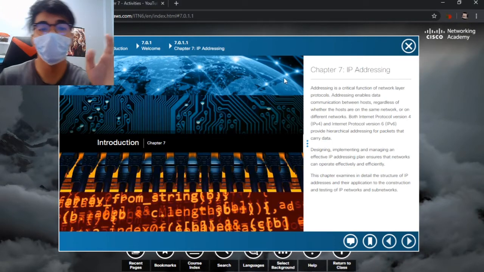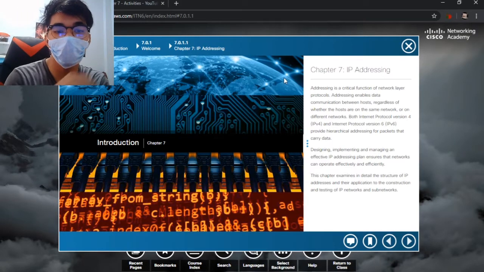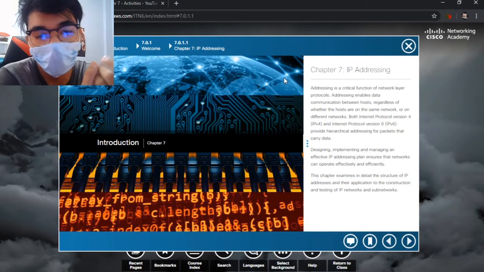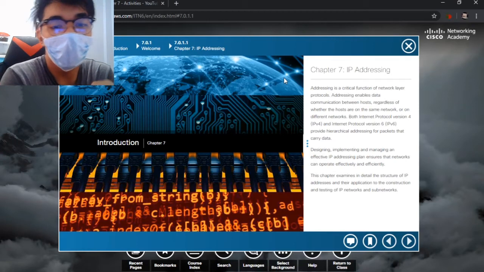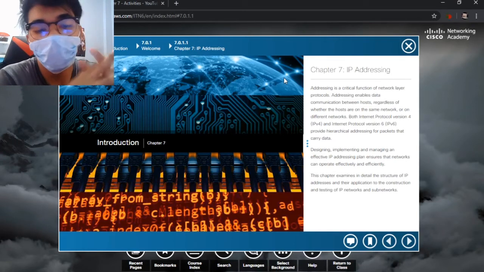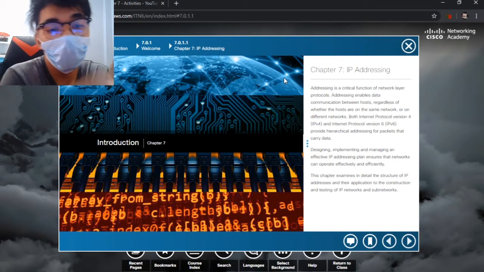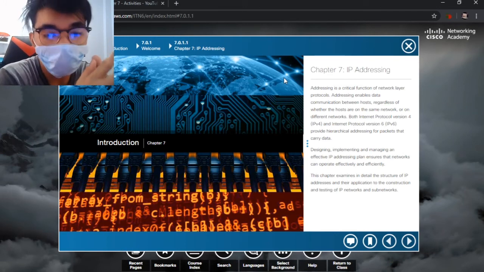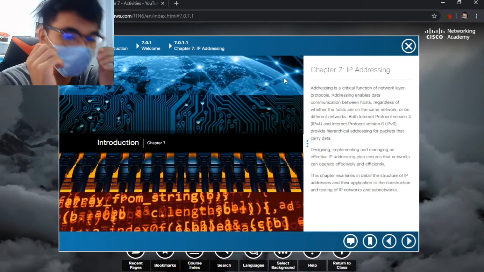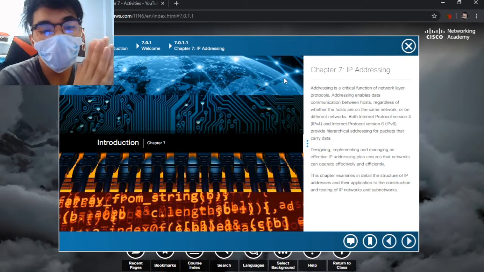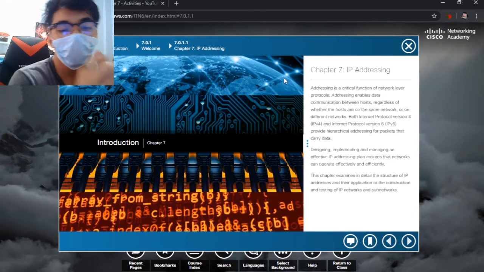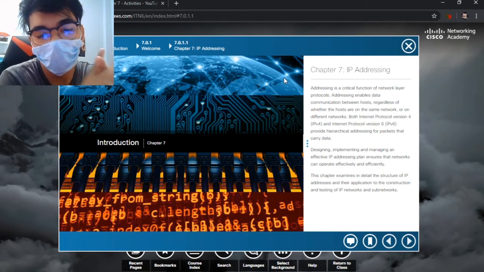IP addressing is a critical function of network layer protocols. Addressing enables data communication between hosts regardless of whether the hosts are on the same network or on different networks. Both Internet Protocol version 4 and IPv6 provide hierarchical addressing for packets that carry data. Designing, implementing, and managing an effective IP addressing plan ensures the network can operate effectively and efficiently.